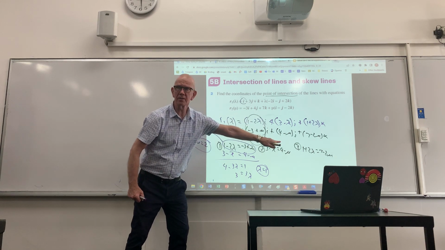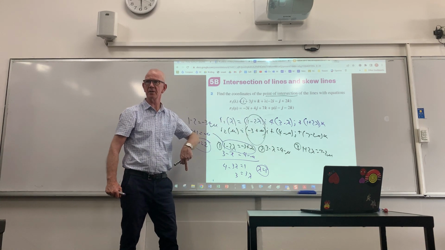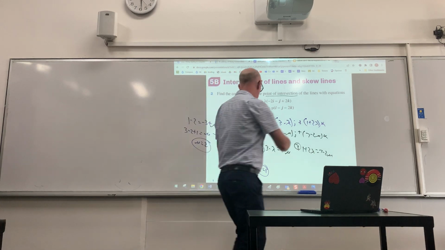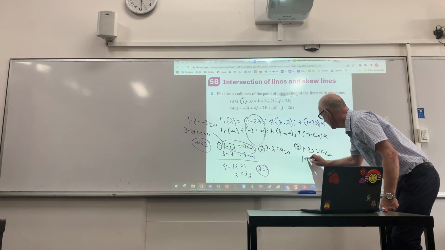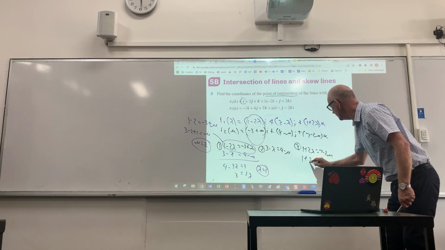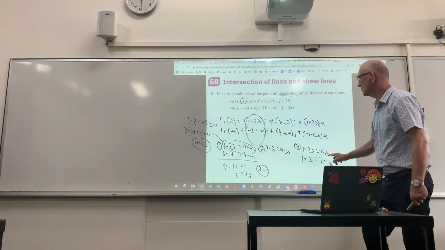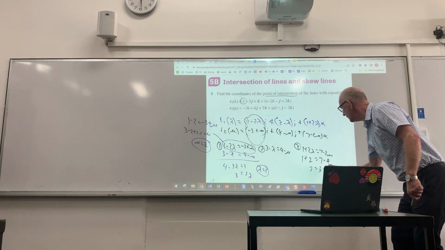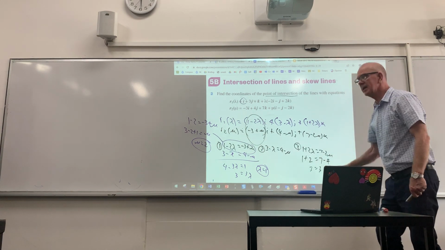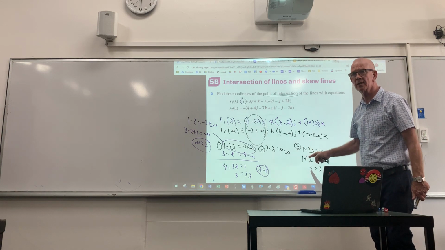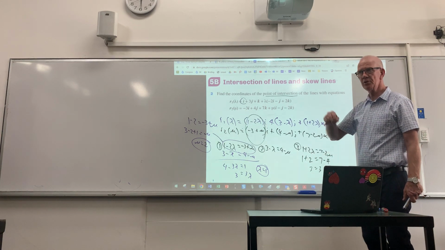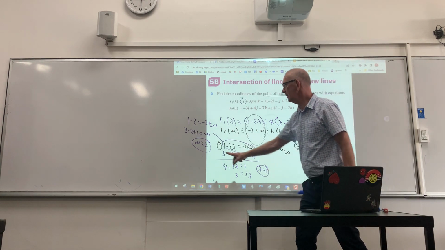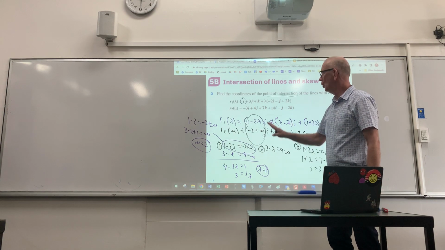If that satisfies equation 3, then we do have an intersection point. All 3 equations have to be satisfied. So equation 3 becomes 1 plus 2 lots of 1 is 2, equals 7 minus 2 lots of 2 is 4, 3 equals 3, bingo. Those 2 answers satisfy the third equation. Therefore, we do have an intersection point, and it will be when lambda equals 1 and mu equals 2.